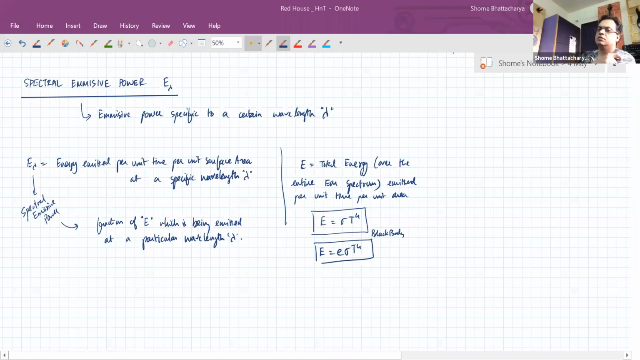Yeah, sorry, my connection had gone off for a minute. Yeah, so let's look at the definition of spectral emissive power again. So it is the emissive power at a specific wavelength or at a particular wavelength lambda. So if emissive power is the total energy per unit time per unit area emitted over the entire electromagnetic spectrum, then a certain fraction of that energy is at a particular wavelength in the spectrum, lambda. So that fraction of the total energy per unit time per unit area at that particular wavelength lambda is called the spectral emissive power for lambda. So spectral emissive power has different values for different wavelengths at a given temperature.